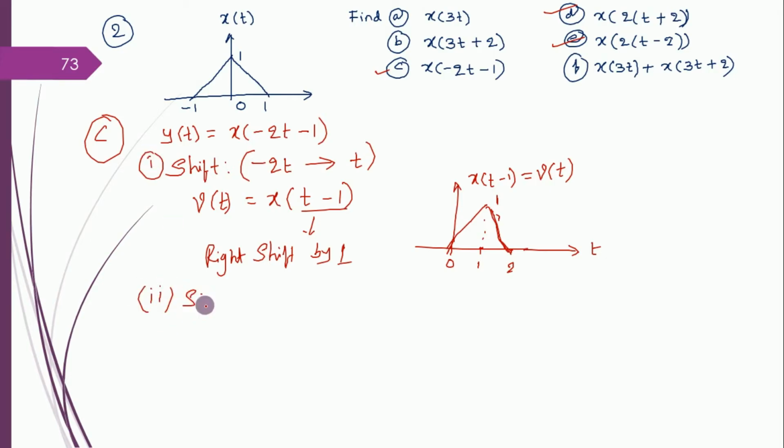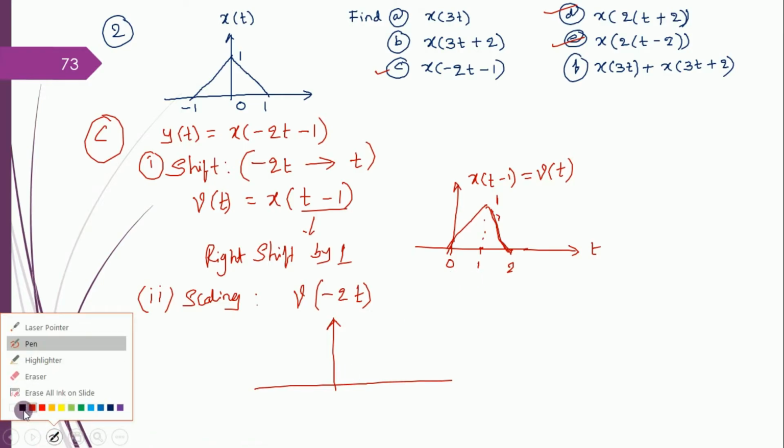Now you go for the second one according to the precedence rule. The second one is scaling cum reflection, both of which we are doing here. For the intermediate signal, you need to do the scaling. The scaling is minus 2t. What should be done? The signal v of t is given here. Whatever is in the place of A, the scaling factor, take it into the denominator of the time axis of the given signal. v of t is my given intermediate signal now, so take this minus 2 onto the denominator of this time axis.